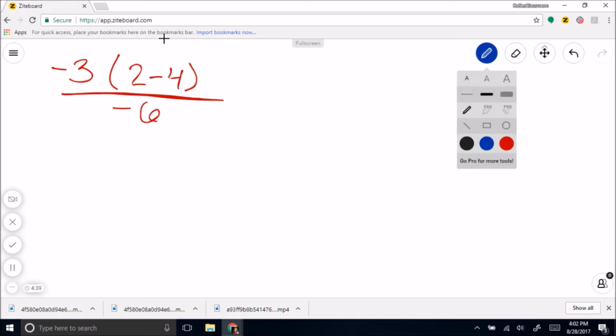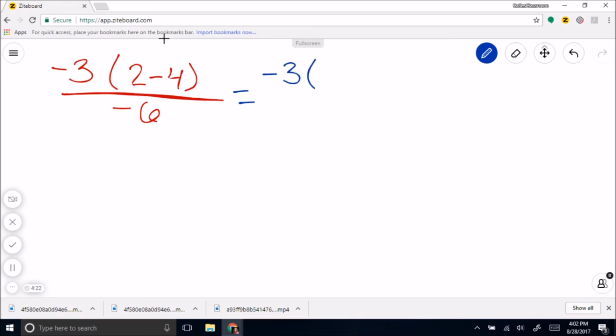When you have problems like this, just keep in mind that you need to do everything on the top and everything on the bottom, and then you can do the division. The bottom is already taken care of. There's nothing to do here, so we will take care of the top. So on the top, we have negative 3 times 2 minus 4. I need to do what is in the parentheses first. 2 minus 4 is negative 2.